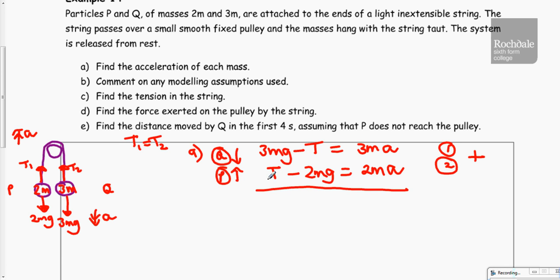So these two T's will cancel. You'll have a minus T and a plus T, which cancel out. So adding together this left-hand side will leave me with 3mg minus 2mg, which leaves you just with mg on the left-hand side. And that would always happen when you've got one going up and one going down. On the right-hand side, we've got 5ma when we add them together. So if we cancel out the m's, we'll get g equals 5a, and so the acceleration is g over 5.